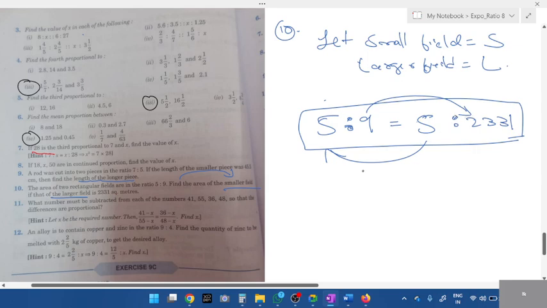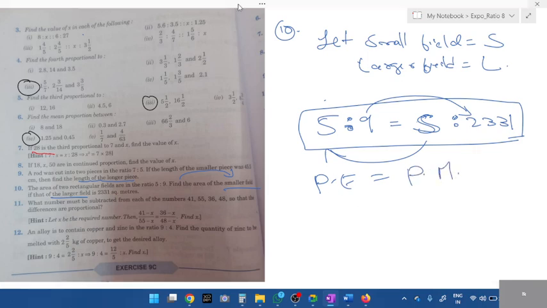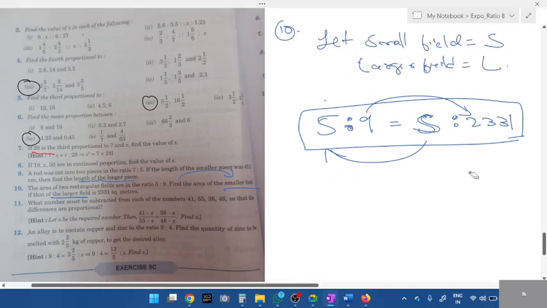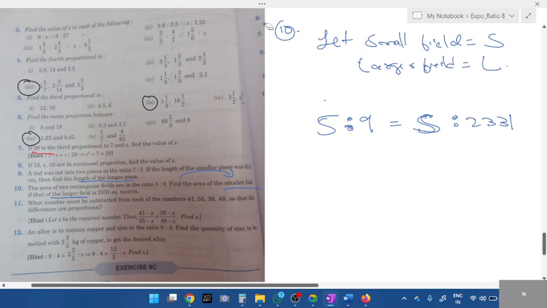Now apply product of means is equal to product of extremes. What is the product of extremes, students? Respond, all of you. 5 into 2331, right? Okay, where is S? S is in the mean position or the extreme position? It's in the mean position, right? You can write the product of means first. You can write anything. Product of PE is equal to PM or PM is equal to PE, students.